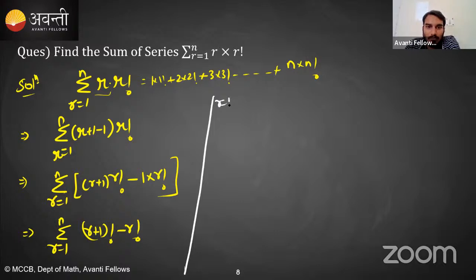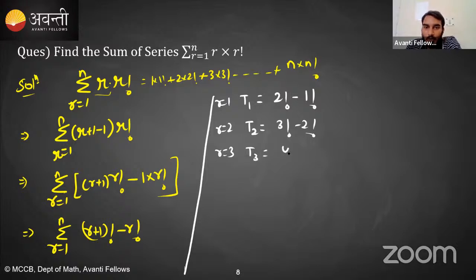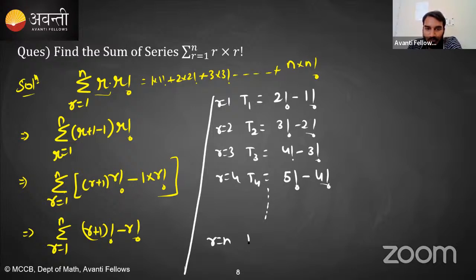Now start putting in your terms. Put r is equal to 1: term 1 is 2 factorial minus 1 factorial. Put r is equal to 2: term 2 is 3 factorial minus 2 factorial. Then put r is equal to 3: term 3 is 4 factorial minus 3 factorial. Let's put r is equal to 4: term 4 becomes 5 factorial minus 4 factorial. And like this, when you put r is equal to n, term n will become n plus 1 factorial minus n factorial.